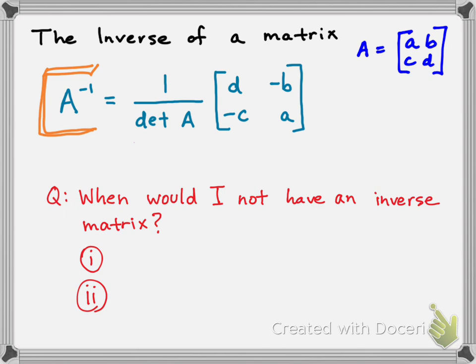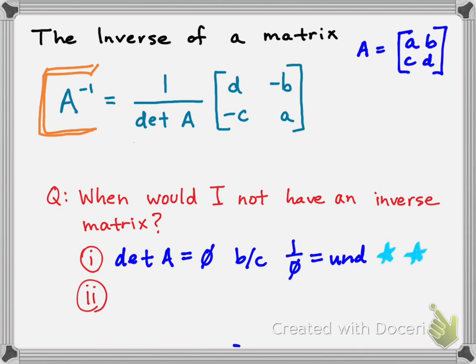When would I not have an inverse of a matrix? Well, there's two options. One would be if the determinant of A equaled 0, because 1 over 0 is undefined. You can't have 1 over 0. So if the determinant of A is 0, you don't have an inverse. The second time you wouldn't have an inverse is, by the way, this is a really important topic for the final exam, if A is not square.